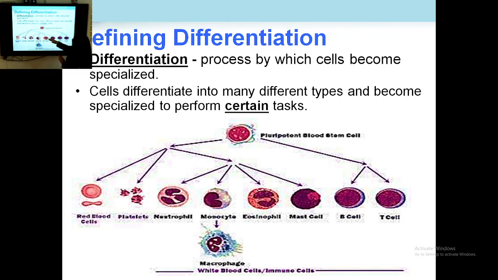For each of these cells, there are specific tasks. As an example, what's the task of red blood cells? It is carrying oxygen and gases from the lungs to the different tissues. So, as we mentioned before, these cells have different functions and different tasks. According to the task, the cell will be specialized and differentiated.